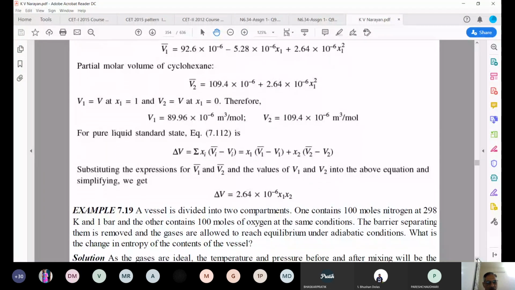Yes, sir. OK, so example 7.19 is a solved example in Narayanan. A vessel is divided into two compartments. One contains 100 moles nitrogen at 298 Kelvin and 1 bar, and the other contains 100 moles oxygen at the same conditions, that means 1 bar and 298 Kelvin. The barrier separating them is removed, and the gases are allowed to reach equilibrium under adiabatic conditions. What do you mean by adiabatic conditions? What are adiabatic conditions?